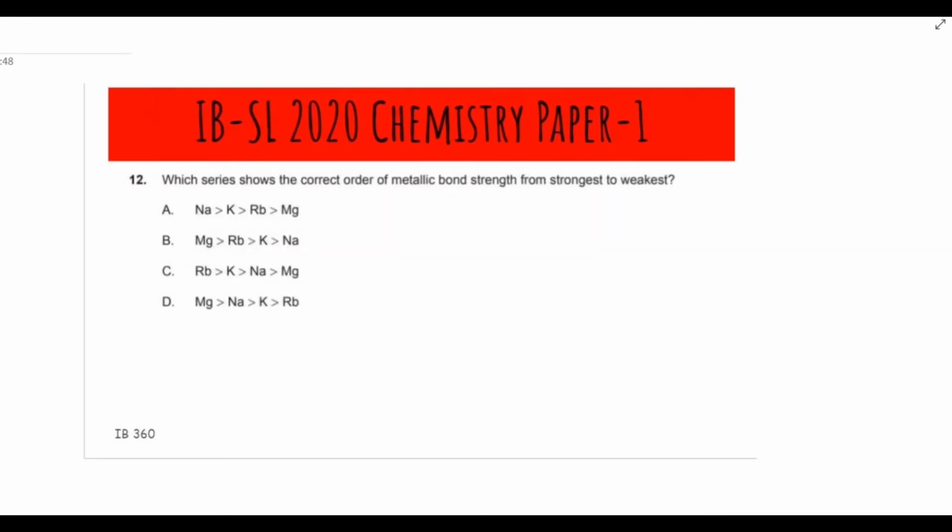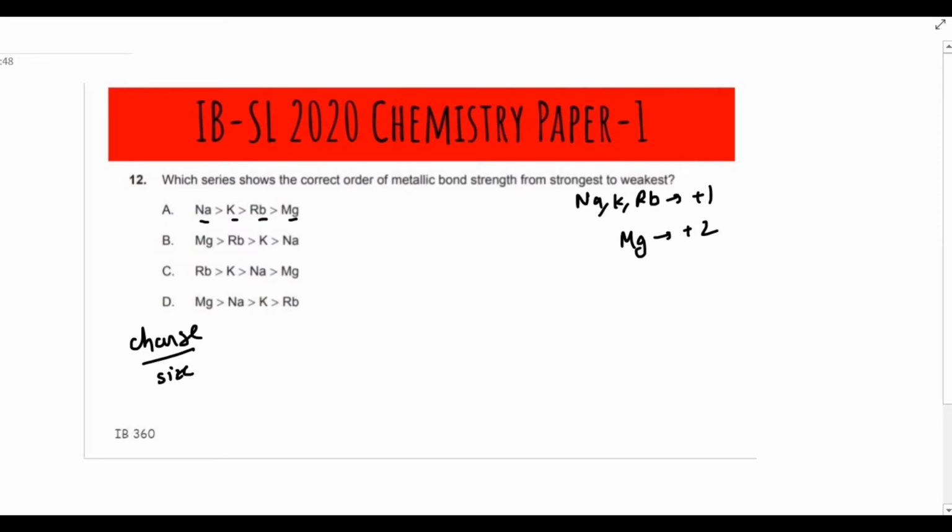In this next question, we need to find out the correct order of metallic bond strength. To solve this question, we need to know the charge by size ratio. The greater the charge by size ratio, the stronger the metallic bond strength. So we have sodium, potassium, rubidium, and magnesium. For the charges, sodium, potassium and rubidium can all have a +1 charge, while only magnesium can have a +2 charge.